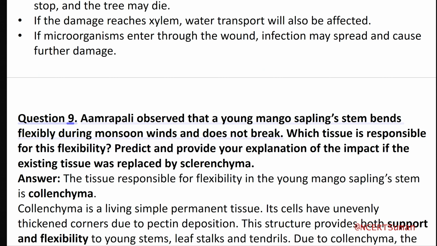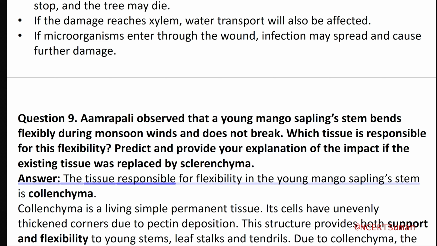Question 9. Amrapali observed that a young mango sapling's stem bends flexibly during monsoon winds and does not break. Which tissue is responsible for this flexibility? Predict and provide your explanation of the impact if the existing tissue was replaced by sclerenchyma.